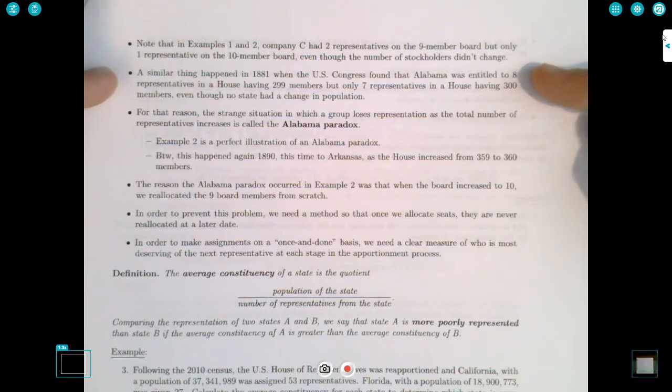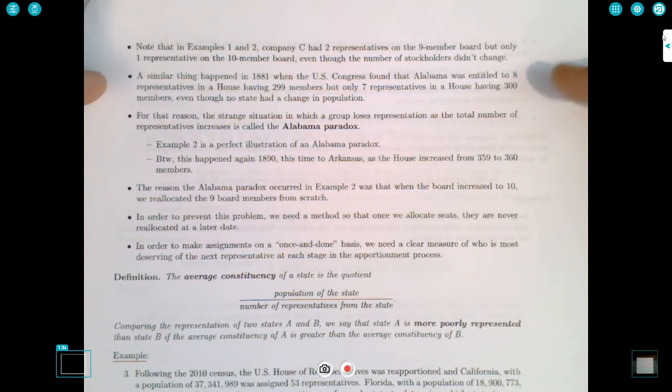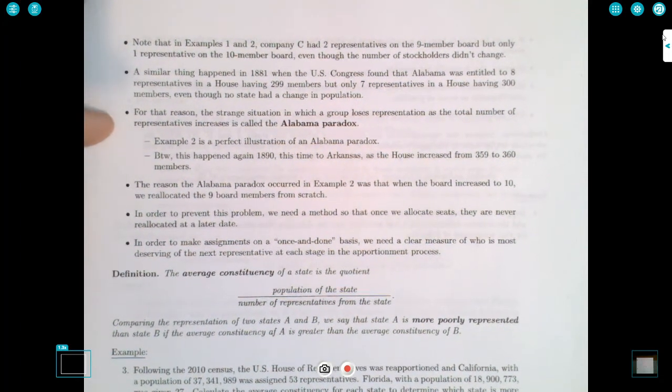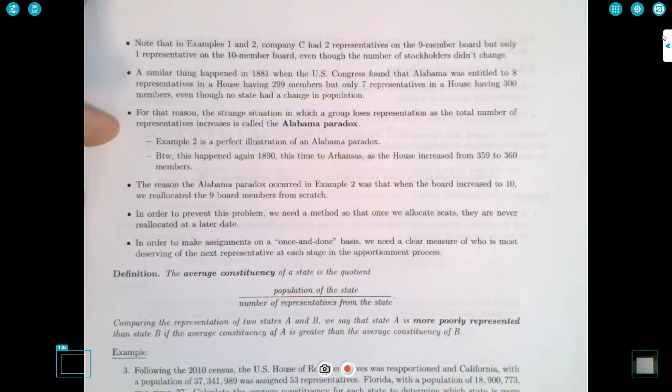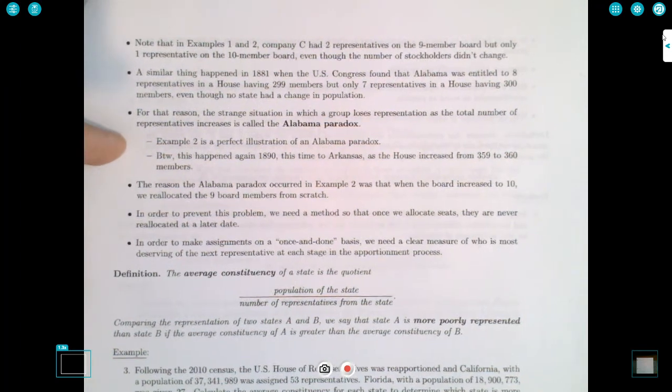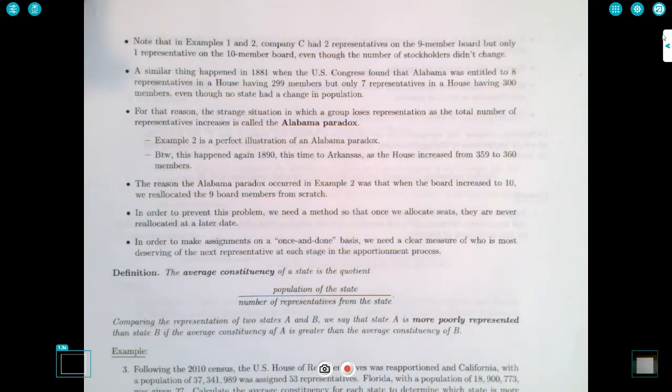A similar thing, and this has happened in history, right? So a similar thing happened in 1881 when the U.S. Congress found that Alabama was entitled to 8 representatives in a House having 299 members, but only 7 representatives in a House having 300 members, even though no state had a change in population, right? So it's weird that happens. But because this happened to Alabama in 1881, this strange kind of situation in which a group loses representation as the total number of representatives increases is called the Alabama paradox. And example 2 is a perfect illustration of an Alabama paradox.